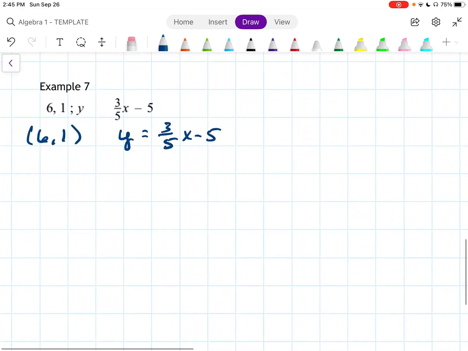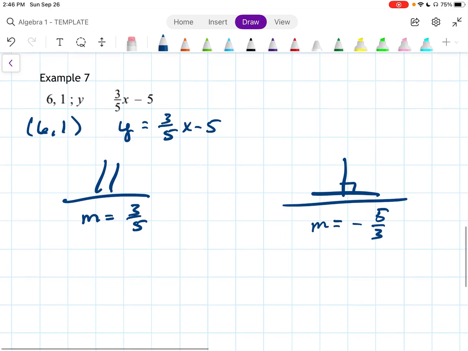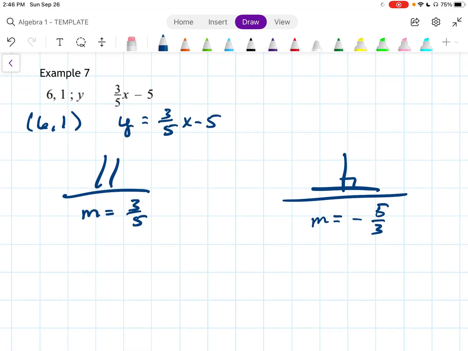Scrolling down, we do this the same way. We have parallel. I'll use the symbols this time. I have parallel and then perpendicular. For the parallel, my slope will be 3/5, because that's the same as what is written in the problem. For my perpendicular, it will be the opposite. So in this case, it'll end up being negative reciprocal, so negative 5/3. And I'm again going to put this into point-slope form, and then I'll solve to put it into slope-intercept.